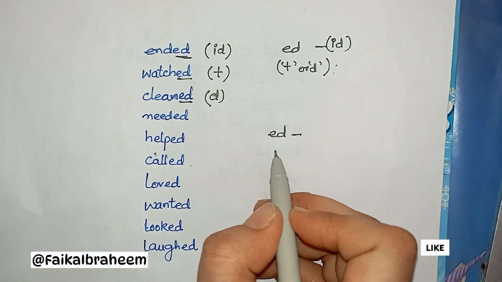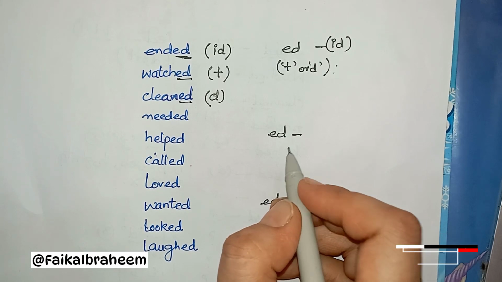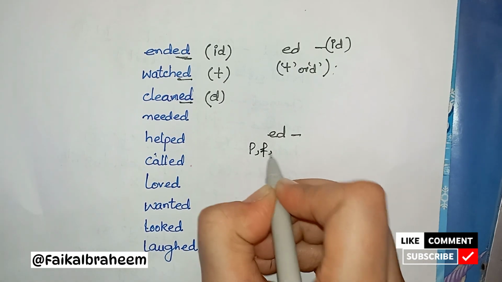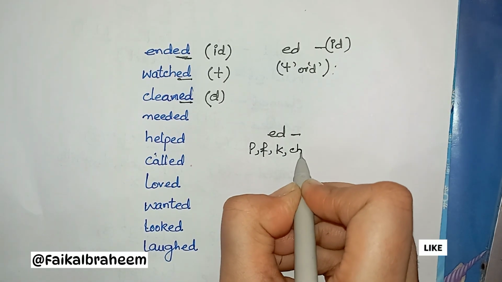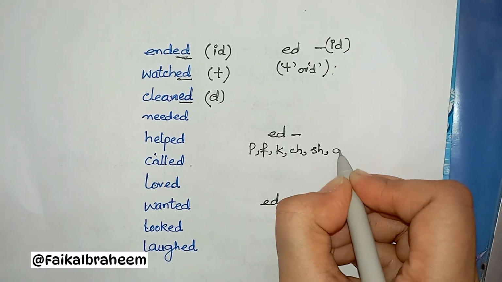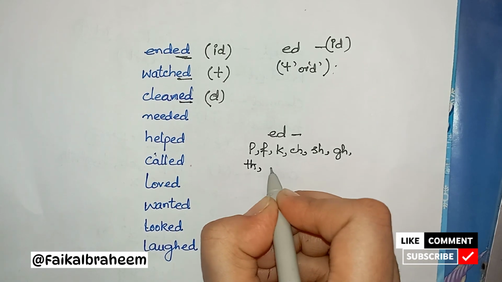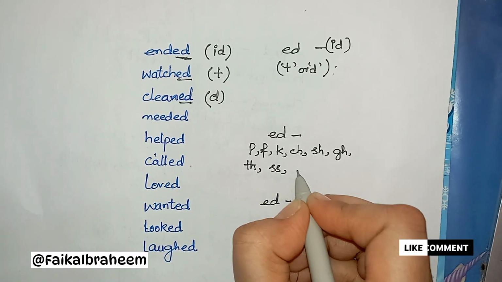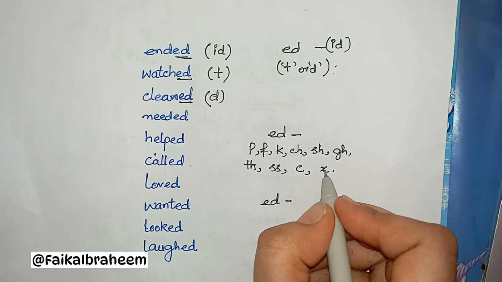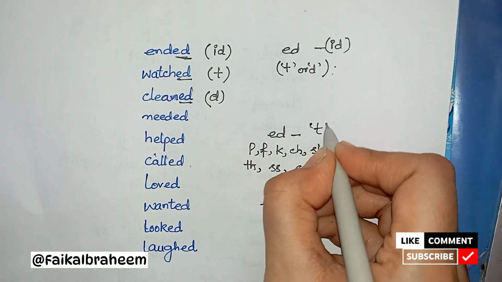Another, if it is P, F, K, CH, SH, GH, TH, double S, C or X, we pronounce ed as T.